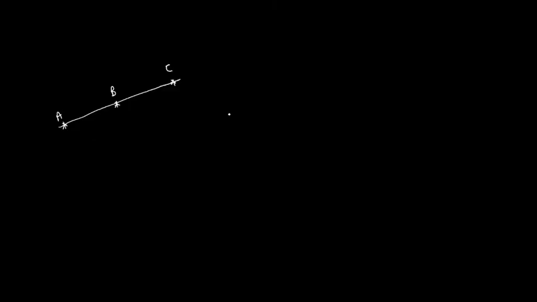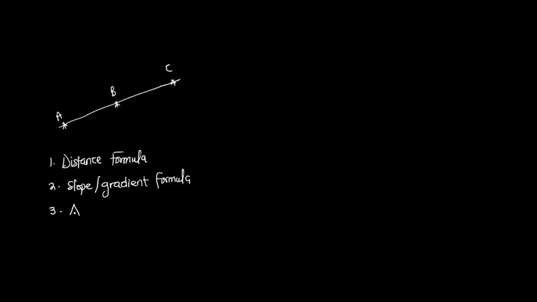We say that these 3 points are collinear points because they are found on a straight line. Now to be able to identify if 3 points are collinear points, there are 3 different ways we do that. We can either use the distance formula, which we saw in our previous video. The second way is to use the slope or the gradient formula. And the last way is to use the area of a triangle approach or formula.